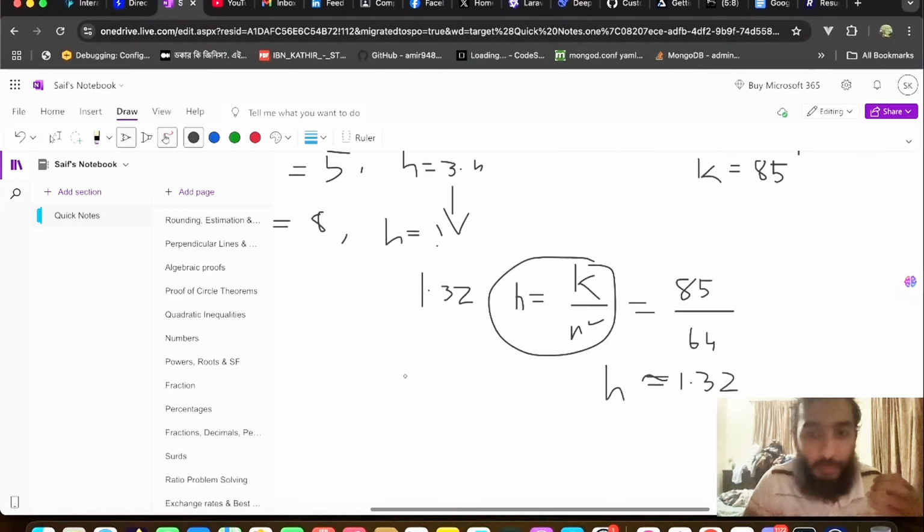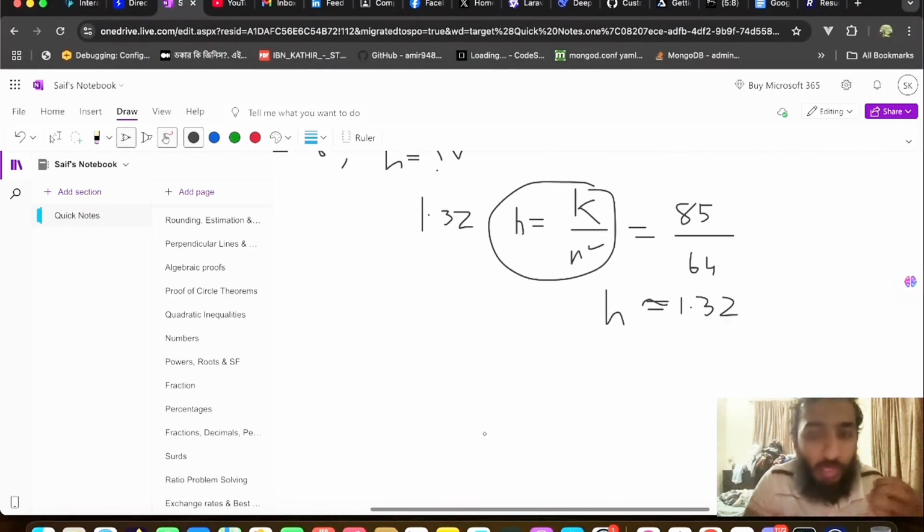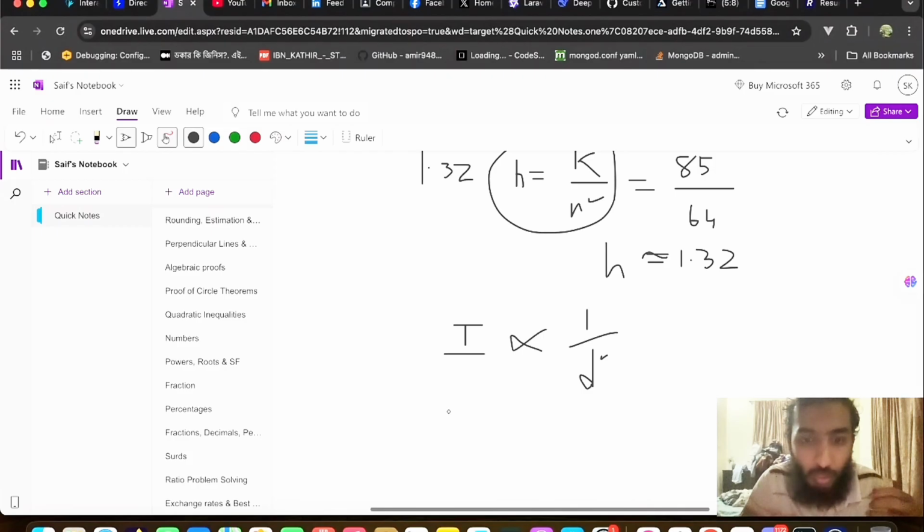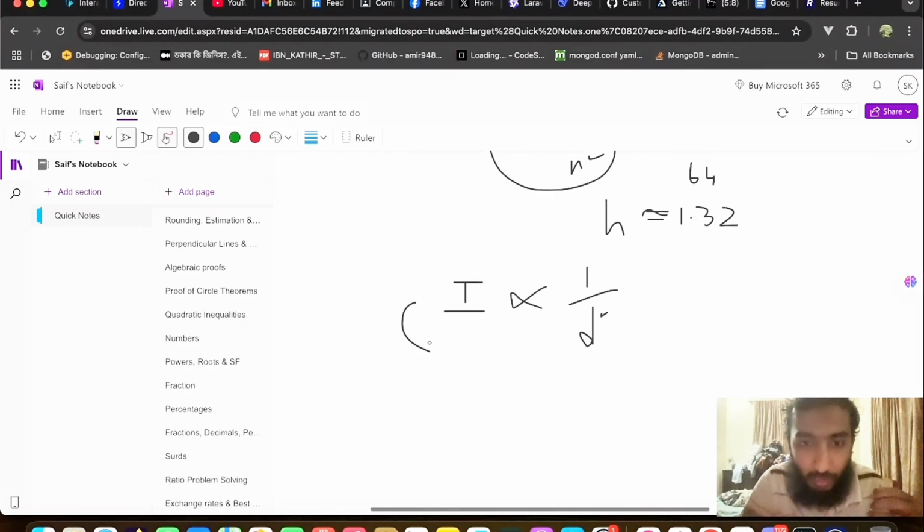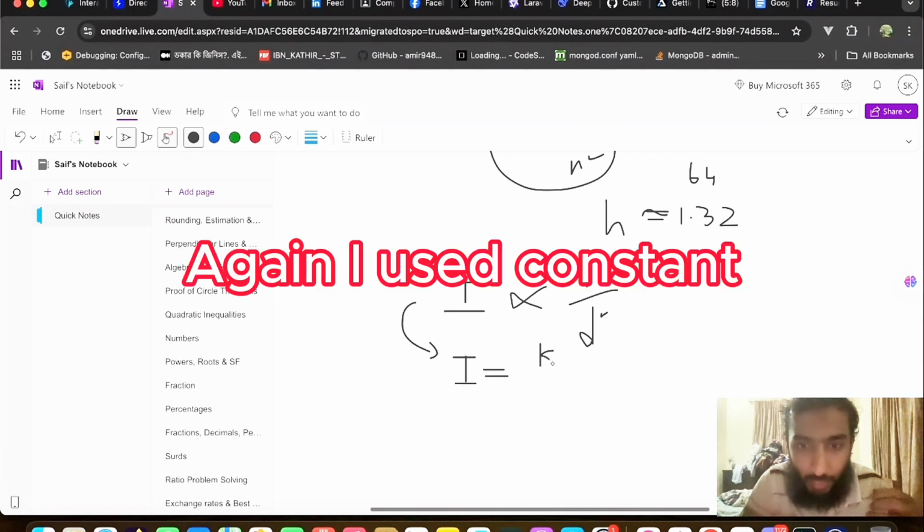So it says the intensity I is inversely proportional to the square of distance. So I is proportional to 1 by d square, or we can also write it in this way: if I use a constant, then I equals k by d square.